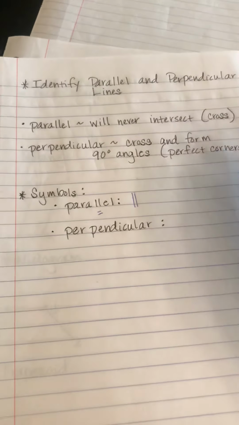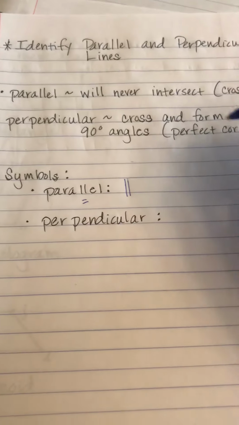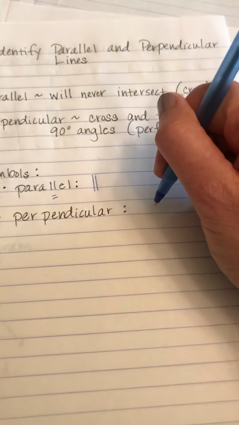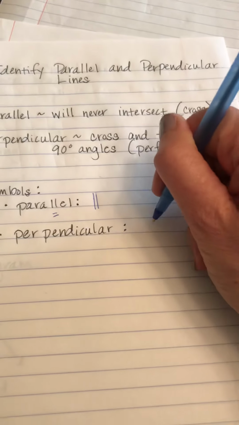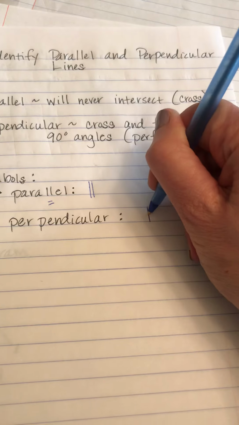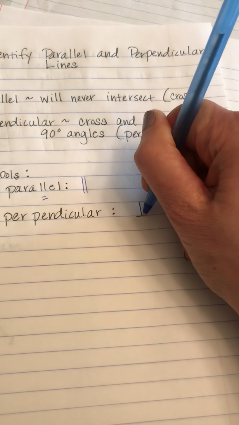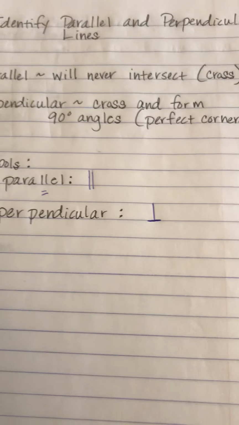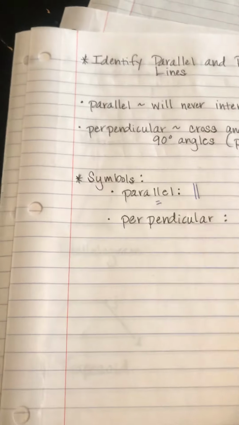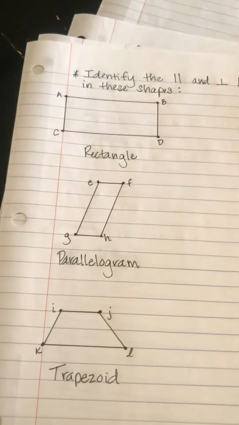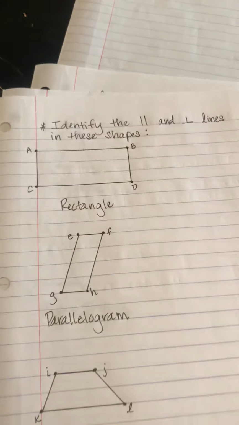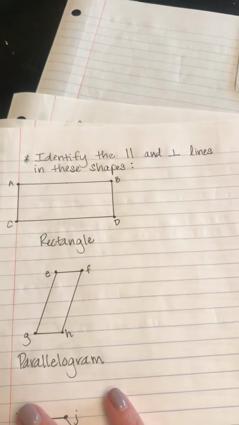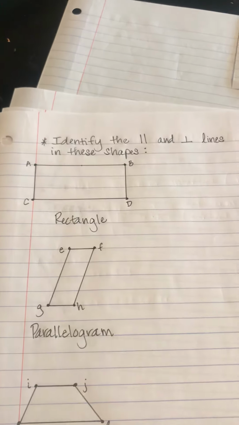And the symbol for perpendicular looks like an upside down capital T. So you have your line going like that, and then you have a line on the bottom going like that. So it's an upside down capital T. Okay, so now we're going to look at some shapes, and we're going to find the perpendicular and the parallel lines in the shapes.